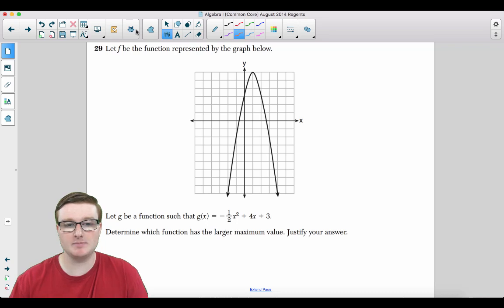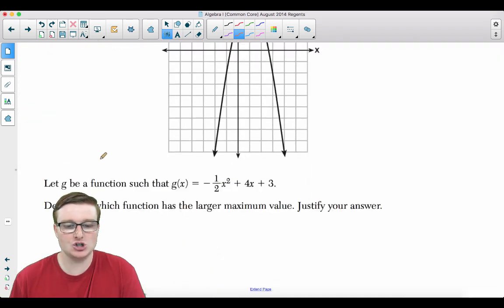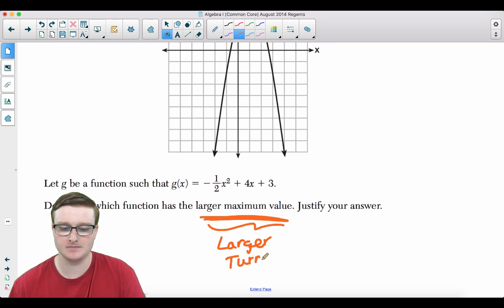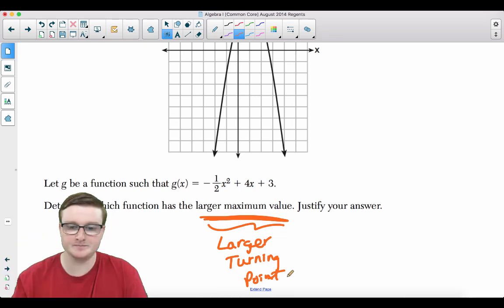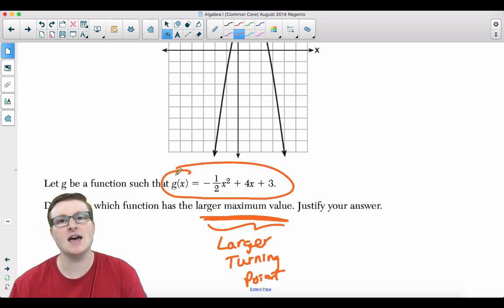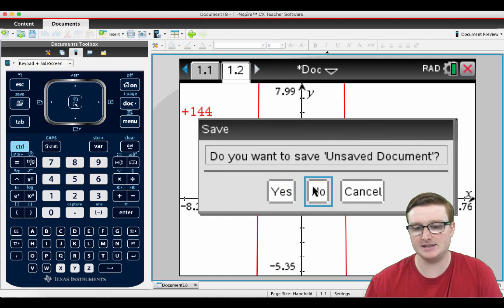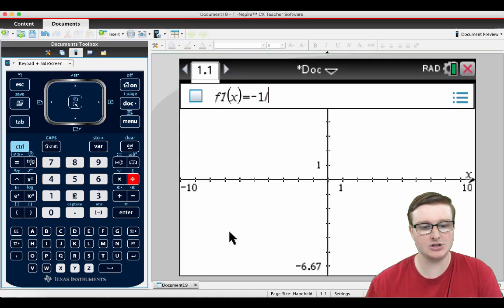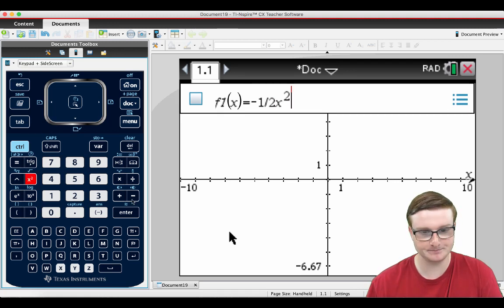Let f be the function represented by the graph below. Then it says, let g be a function such that g of x equals negative 1/2 x squared plus 4x plus 3. Determine which function has a larger maximum value. In other words, they're saying larger turning point. And then it says justify your answer. So what I would do if I were you is I would take g of x and graph it. If you graph this into your calculator, you could actually get the turning point with no problems.